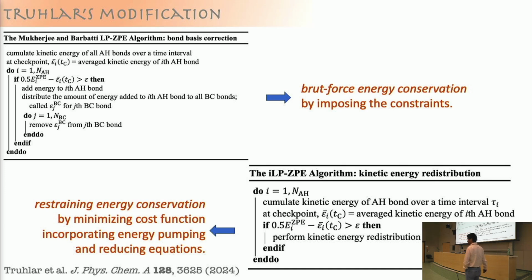Recently, Truhlar modified our method, 2 months back, I guess. So the basic idea and the protocol are the same, but instead of doing a brute force energy conservation, as in my case, they construct a cost function incorporating the energy pumping and reducing equations. And then they optimize it to do the kinetic energy redistribution. These are the two pseudocodes presented in Truhlar's paper.